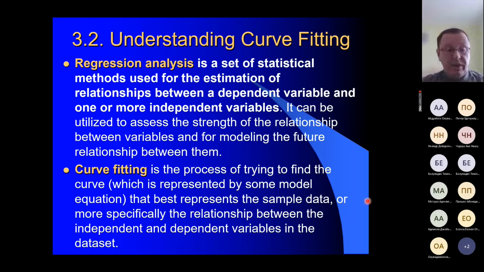That's the process of trying to find the curve, represented by some mathematical model, which best represents the sample data. Where we have sample data with random fluctuation, we can look for a mathematical model with specific parameters which will look visually as close as possible, and which will have minimal deviation from our experimental data, based on the coefficient of determination from correlation analysis.